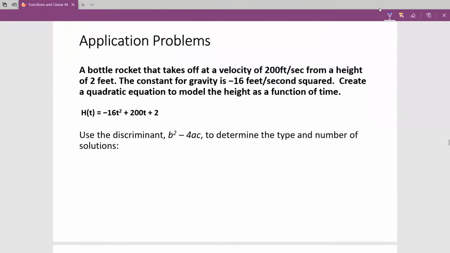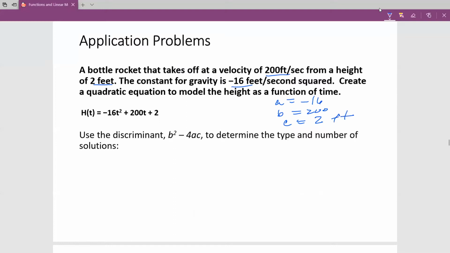Another application problem. We have a bottle rocket that takes off at a velocity of 200 feet per second from a height of 2 feet, and the constant for gravity is -16, so we're still on the Earth. Here, A would be -16, B would be 200, and that turns out to be the initial velocity of the bottle rocket. And C, which is the height at which the rocket starts off at, is 2 feet.